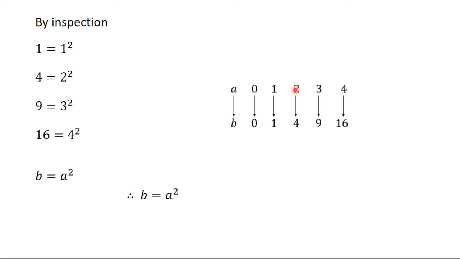So if you want the image of 2 here, it's going to be 2 squared, which is 4. The image of 3 is going to be 3 squared, which is 9. The image of 4 is going to be 4 squared, which is 16. So the image of 5 is going to be 5 squared, which is 25. Image of 6 is going to be 6 squared, which is 36. So the order continues. So we have been able to find the rule of this mapping.